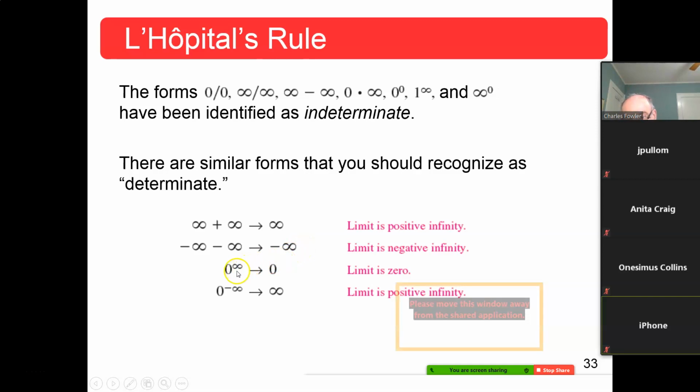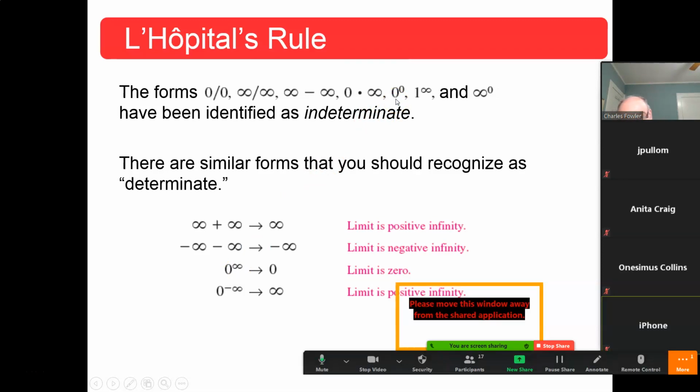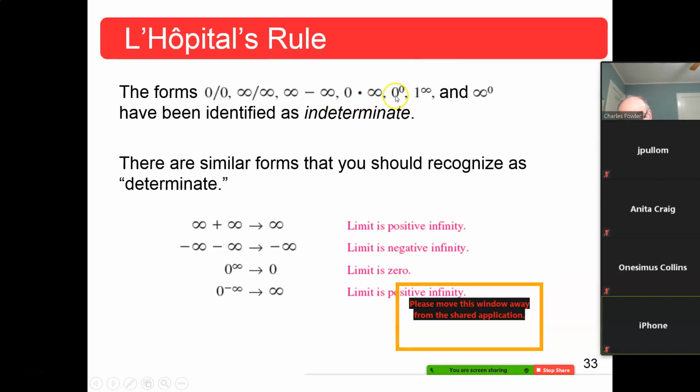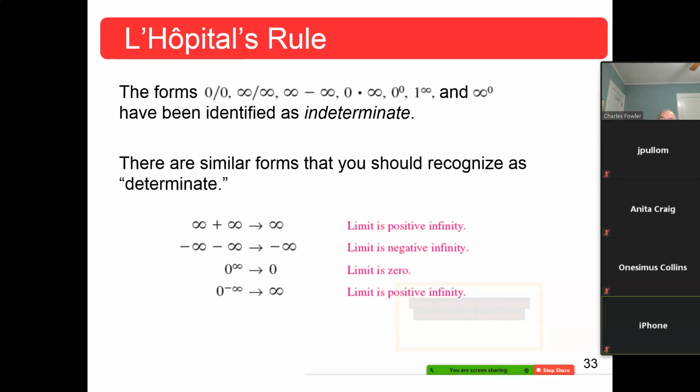Now, 0 to the infinity. Here there's 0 to the 0th power. At least there's a chance that could be going to 1 or something else. But 0 going to infinity: 0 times 0 times 0 times 0 times 0. Just keep multiplying as many times as you want. No chance of it ever being anything but 0. Okay? That limit is 0.